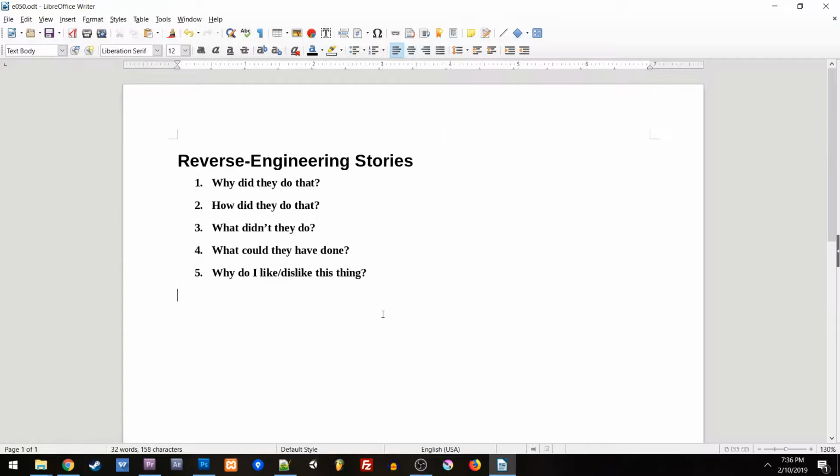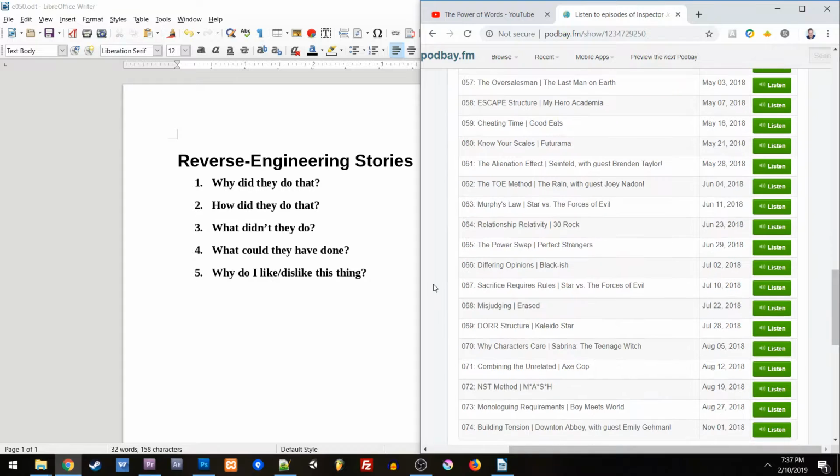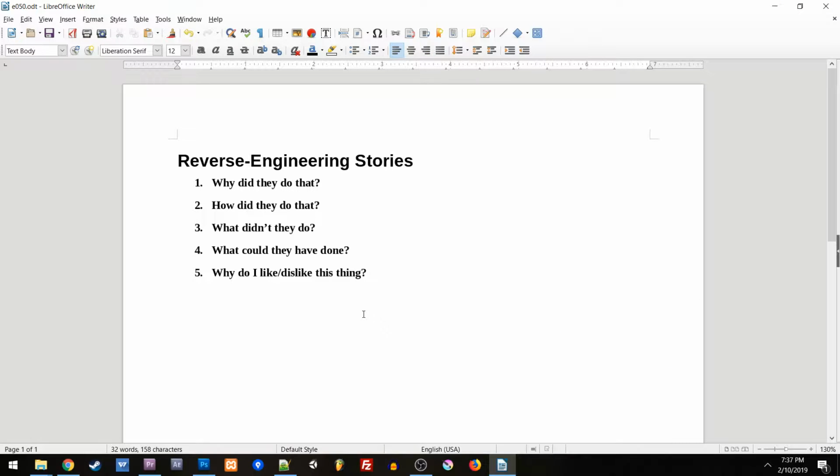of stories? I want to say that reverse engineering stories can be very hard, very arduous, but when you do it, it can give you techniques and ideas that you can use for the rest of your life, which is why it's so important and so useful. But how do we come up with structures? How did I come up with the We Were Wrong structure with Assassination Classroom? How do we draw these sorts of things out?